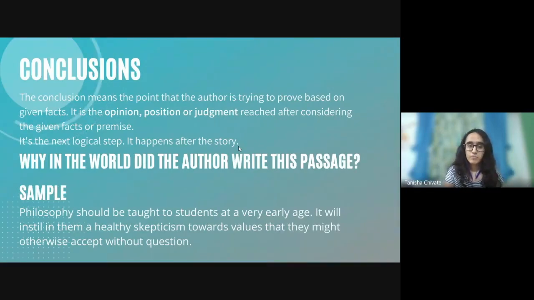So there's a particular purpose why an author will sit down to write a passage. You need to find that. All right, you need to find why the author wrote it. What is he trying to conclude? If you can answer that, believe me, you will find out everything else. So taking the same example, philosophy should be taught to students at a very early age, to instill in them, blah, blah, blah. The conclusion over here, why that author wrote it, is because he believes that philosophy will help in instilling a healthy skepticism towards values in students. That's his purpose of writing. That is the conclusion over here.